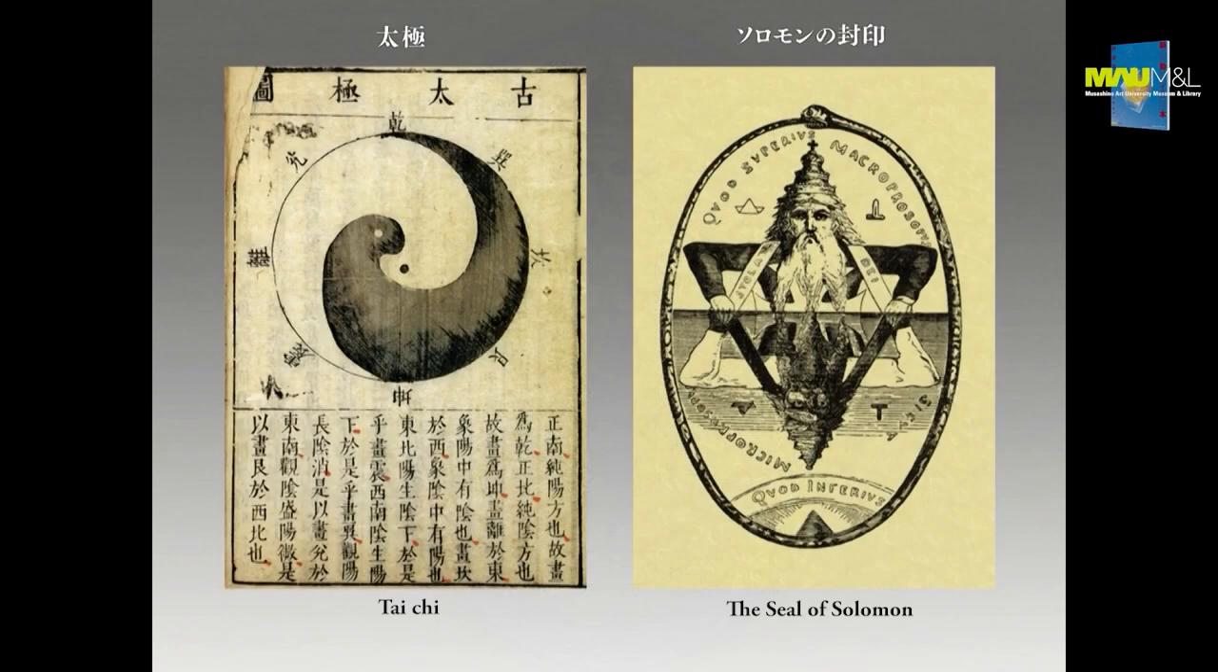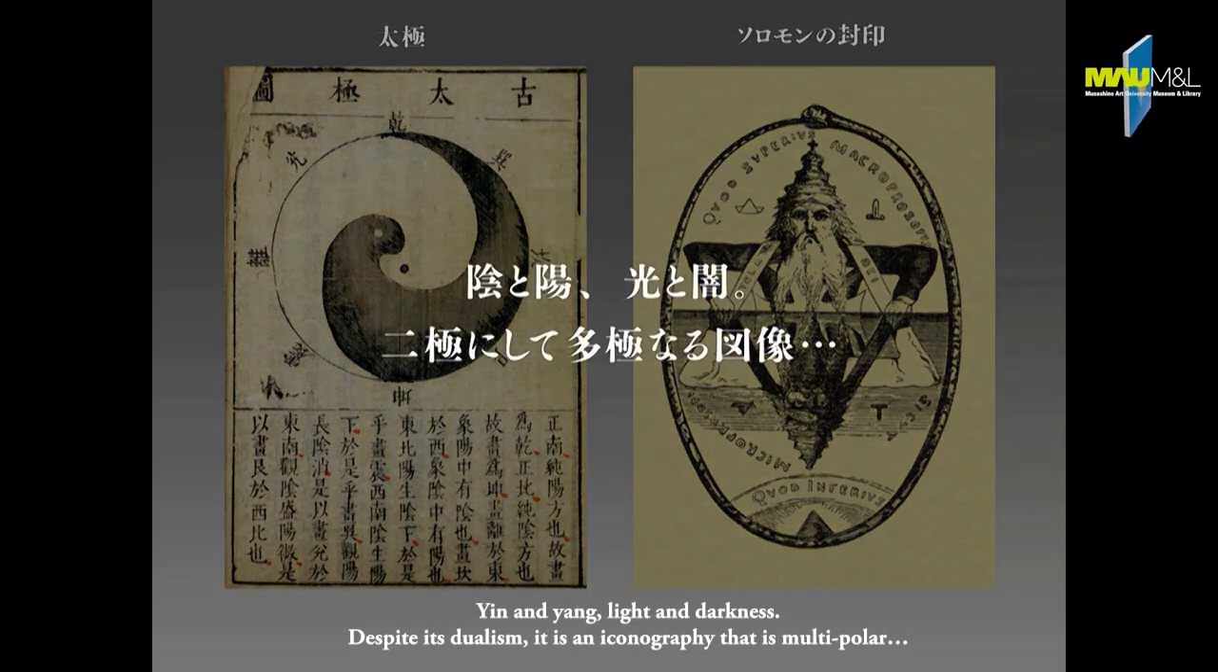The Tai Chi map originated in China. Solomon's seal was created by the ancient cultures of the Tigris-Euphrates River. I also noticed that people around the world are trying to visualize light and darkness in this way as fundamental phenomena while deepening their cultural thinking.